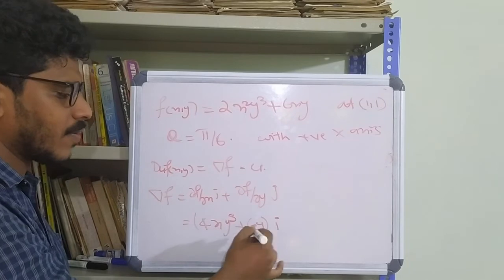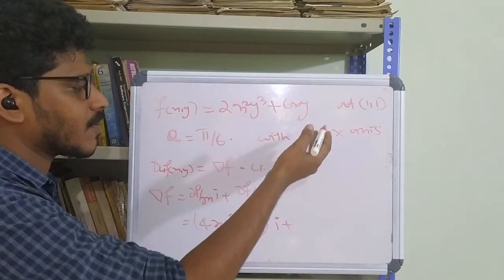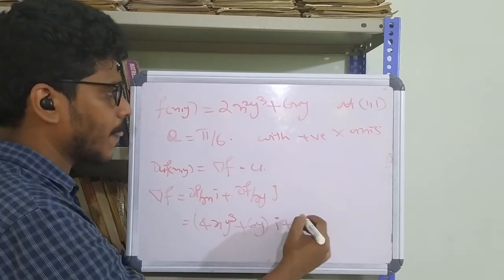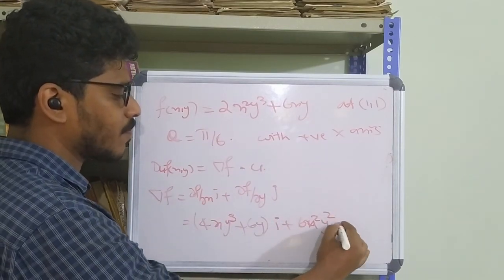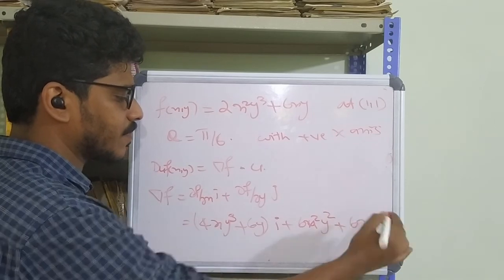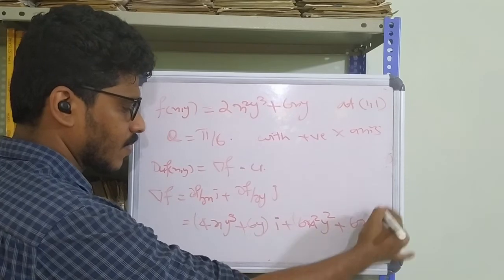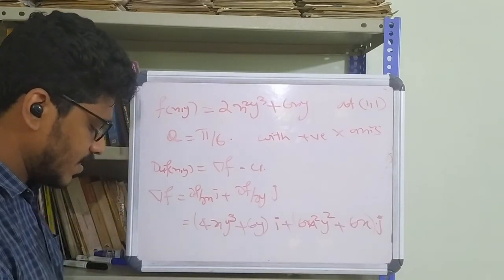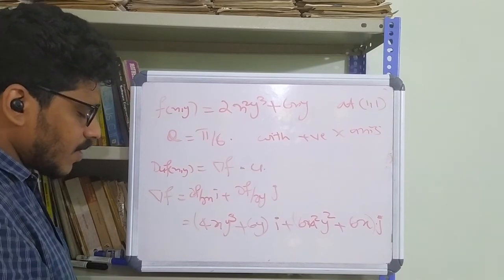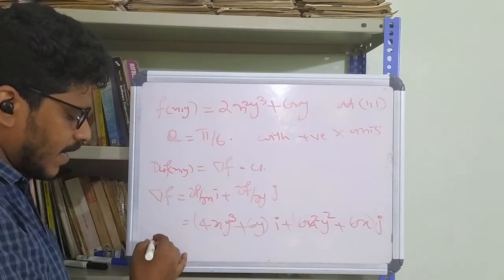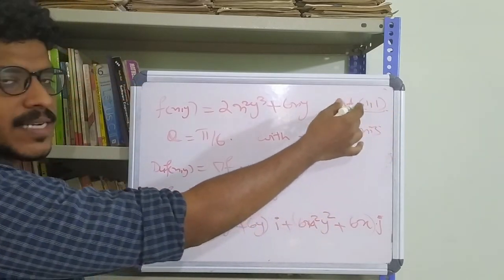Right, this is ∂f/∂x plus ∂f/∂y. We keep x as a constant and differentiate with respect to y. This will be 6x squared y squared plus 6x, into j. So this is grad f. What is the value of grad f at (1, 1)? We are asked to find the directional derivative at (1, 1).